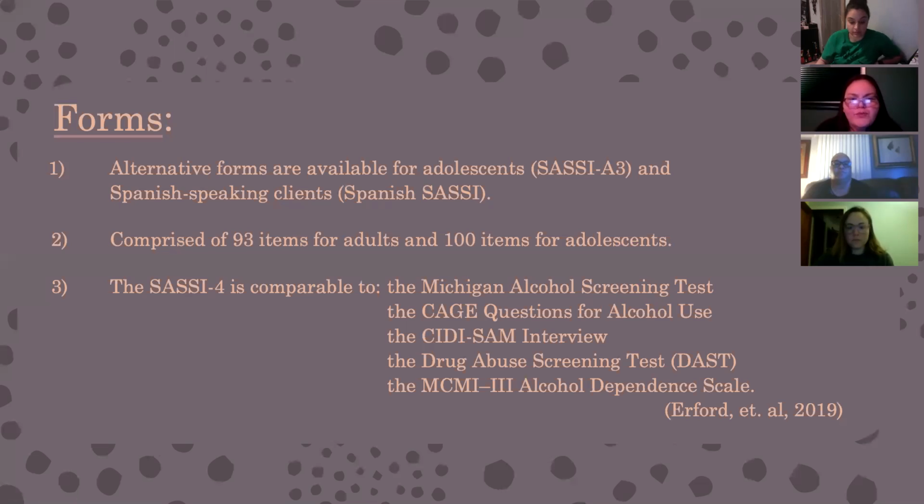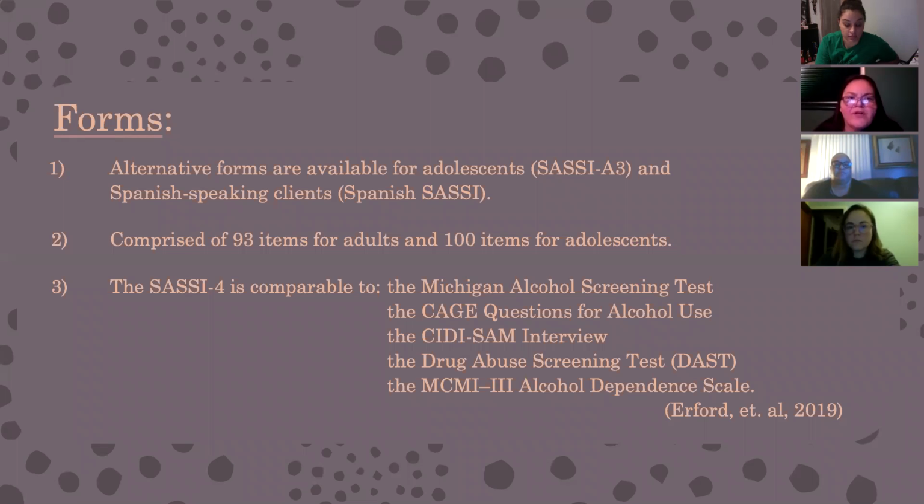Let's move to forms. Alternative forms are available for adolescents, again, the SASSI-4, and for Spanish-speaking clients, Spanish SASSI. It is comprised of 93 items for adults and 100 items for adolescents.